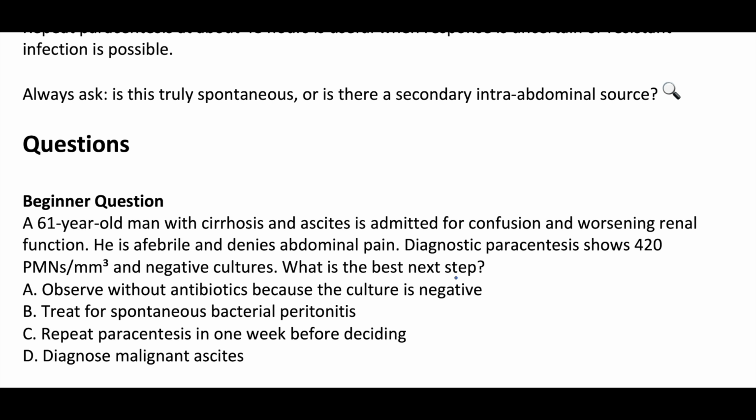Observe without antibiotics because the culture is negative. B. Treat for spontaneous bacterial peritonitis. C. Repeat paracentesis in 1 week before deciding. Or D. Diagnose malignant ascites. Pause if you need to.